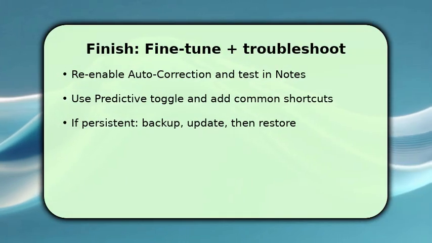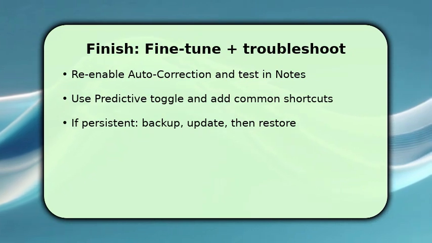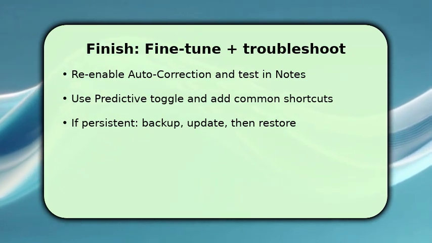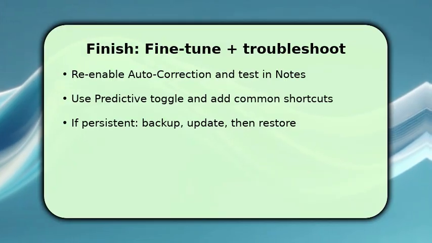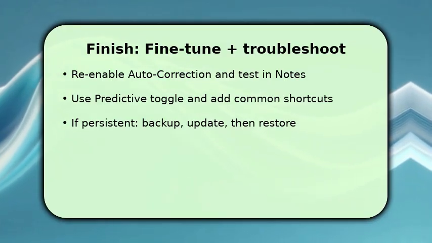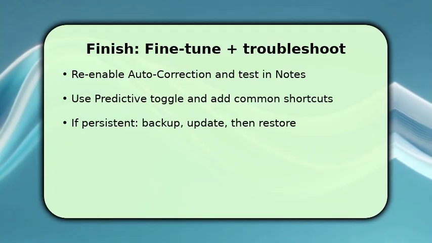Complete the process by fine-tuning and testing. Re-enable autocorrection and try typing in Notes to confirm improvement. Enable predictive text and add helpful shortcuts in text replacement for words autocorrect struggles with.